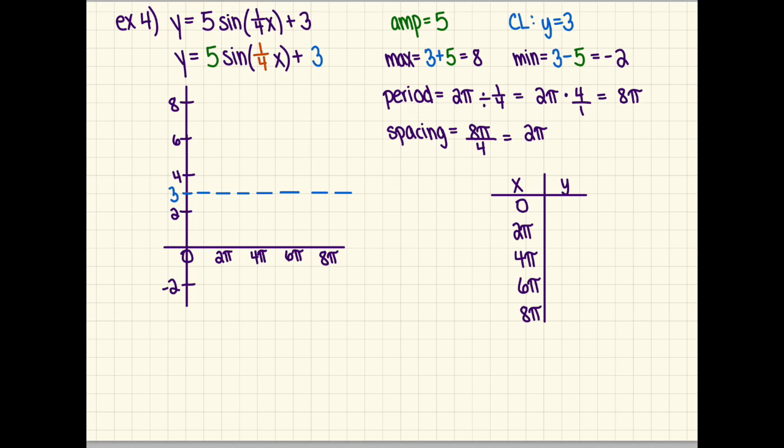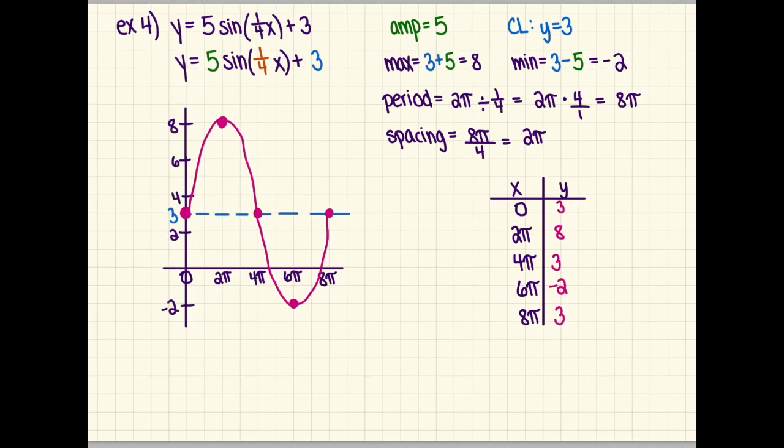Again, our first x value is always going to start at 0 for now. Then I'm going to use that and add my spacing. So 0 plus 2 pi gives me 2 pi. 2 pi plus 2 pi gives me 4 pi. Add another 2 pi, I get 6 pi. Add another 2 pi, I get 8 pi. So I can use that information to set up the xy axis. Again, make sure your y-axis goes down to -2 and then goes all the way up to your maximum of 8. And draw in your center line at y equals 3.